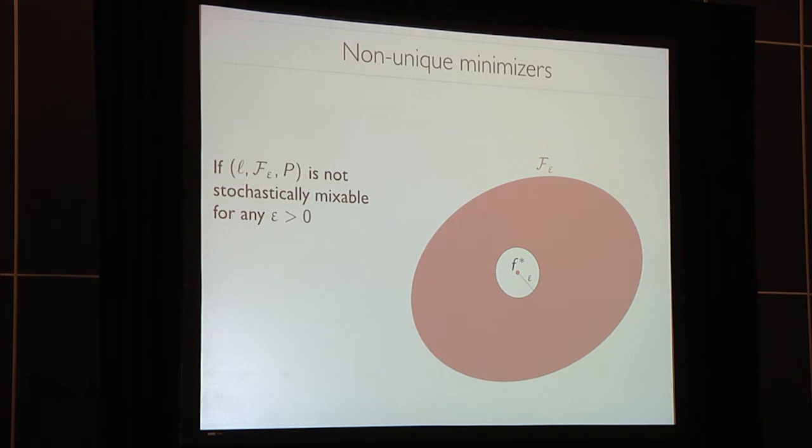So if you have your function class, and if you cut out a certain epsilon ball around f star, and consider this thing which I call f epsilon, which is the function class minus this ball, but adding back in f star. If it's the case that L f sub epsilon p is not stochastically mixable for any epsilon greater than 0, then it turns out that there will be another minimizer. And so we have a problem with non-unique minimizers.